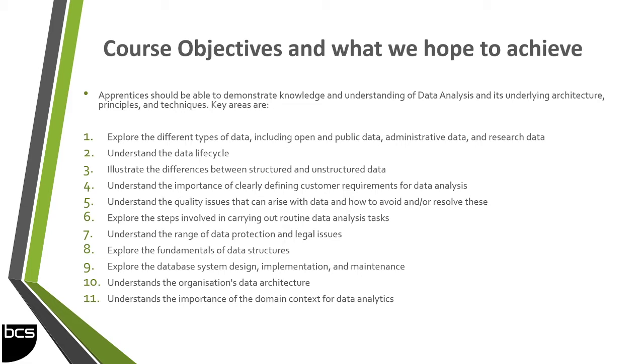So there's 11 different areas there, which all cover individual topics. However, they are quite similar. For instance, number 3, illustrate the difference between structured and unstructured data. We're going to talk about that when we discuss objective 1, which is explore the different types of data. So even though it looks like there's a lot to cover, a lot of these things fall into categories that we're going to break them down into when we start the actual module itself.